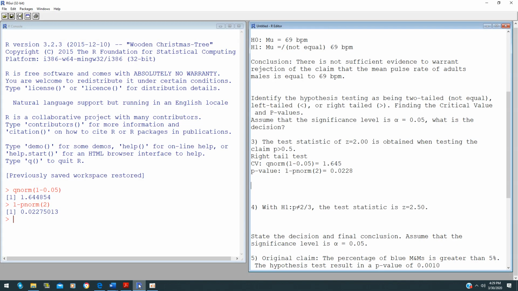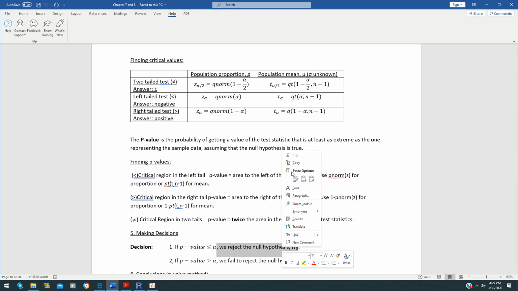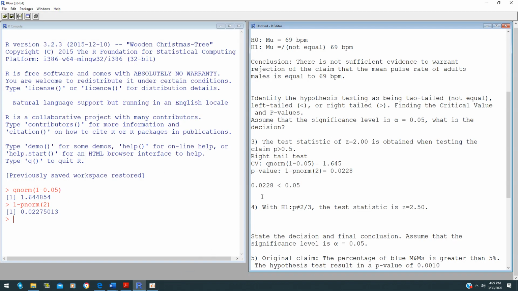Now look at the p-value that you have. Our p-value in this case is 0.0228, and our alpha, our significance value, is 0.05, and we know that 0.0228 is less than 0.05. Based on the table, if it's less than, then we will make a decision of rejecting the null hypothesis. So your decision in this case is that we will be rejecting the null hypothesis.